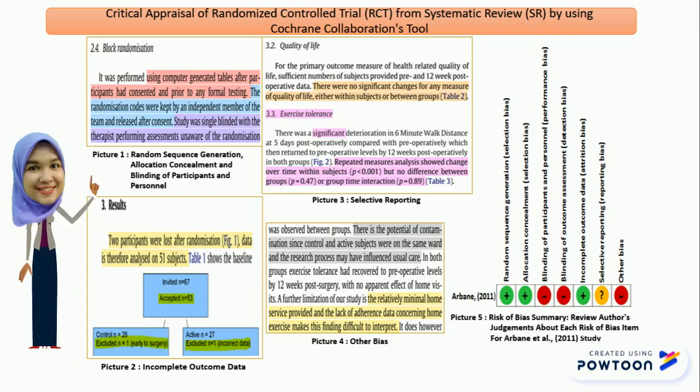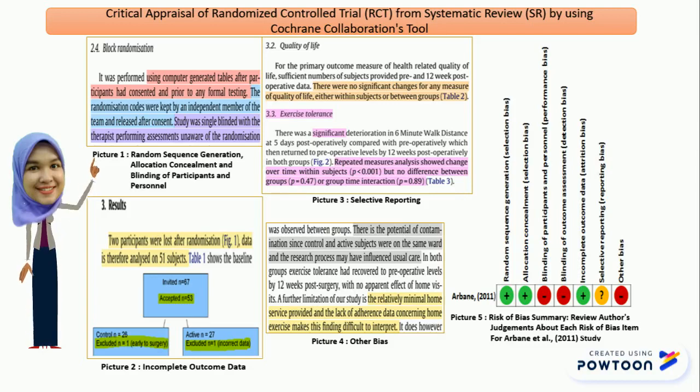For the first domain, which is random sequence generation, this study has low risk of bias as they use computer-generated tables for selection. For allocation concealment, also this study has low risk of bias because the randomization codes were kept and released after consent. Therefore, they were concealed completely.